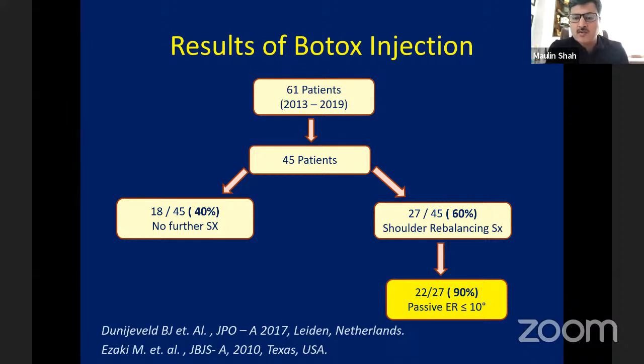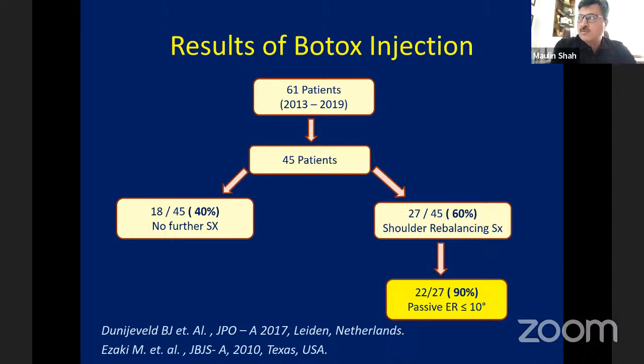Now, 60% patients required shoulder rebalancing subsequently, and we found that 90% of them had primary pre-injection passive external rotation less than 10 degrees. This means a more severe internal rotation contracture, with perhaps less recruitment into external rotators, and in those patients we use this injection to buy time, because when performing a tendon transfer surgery before 18 months, we have found issues of cooperation from parents and patients. They don't cooperate for rehab, and sometimes their outcome is compromised. So I tend to delay tendon transfer surgery till 1.5-2 years. In these patients with passive external rotation less than 10 degrees, we use botulinum for buying time.